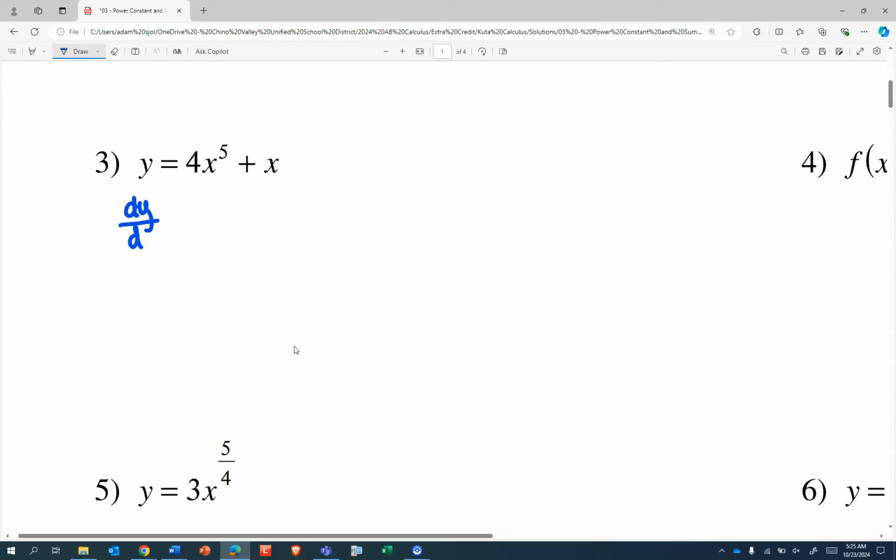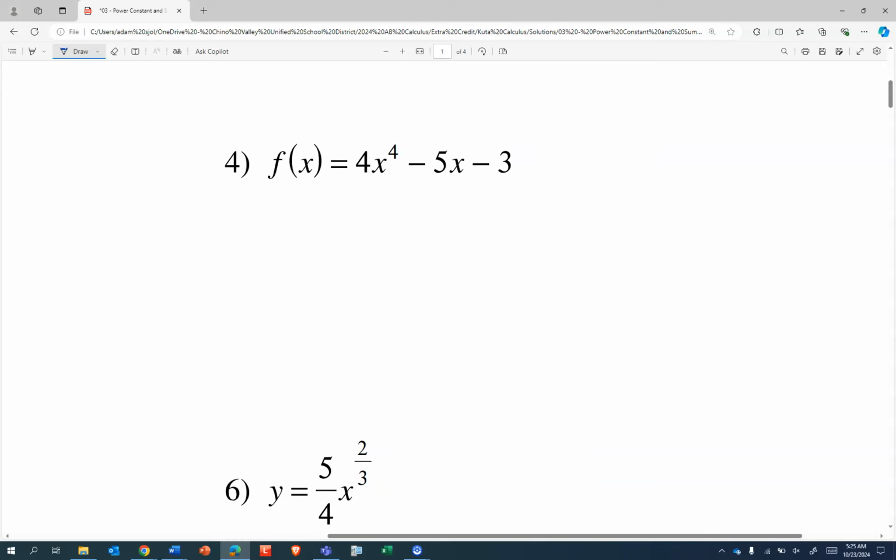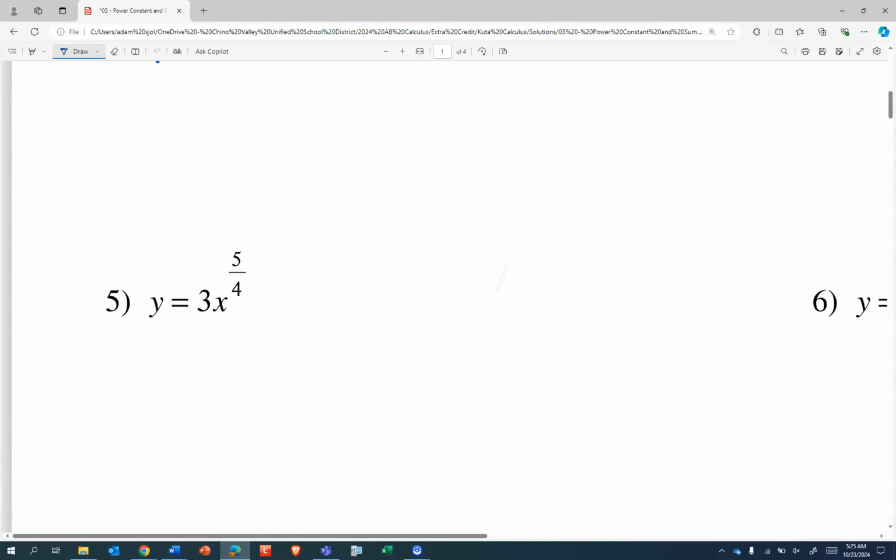Why don't we use dy dx? The derivative of 4x to the 5th is 20x to the 4th, and the derivative of x is 1. I suppose it's early on here if you're doing these, but gosh, these seem easy. 4 times 4 is 16x cubed. Derivative of negative 5x is negative 5, and minus 0. We won't write minus 0. Oh, good. Something that might be useful.